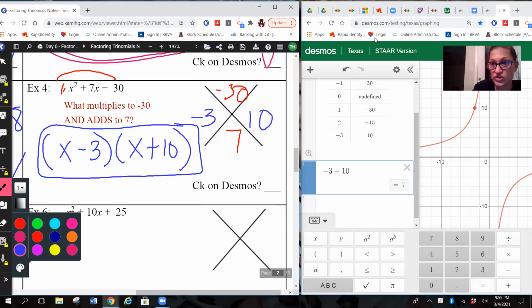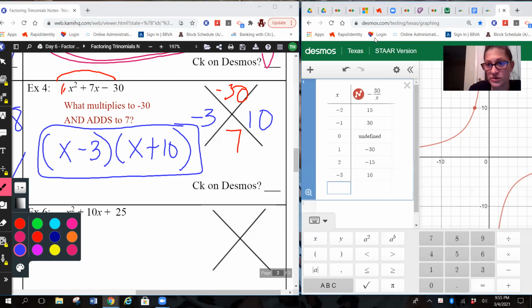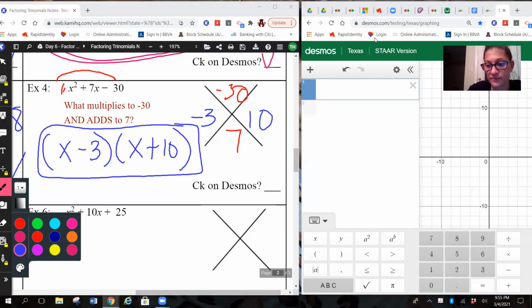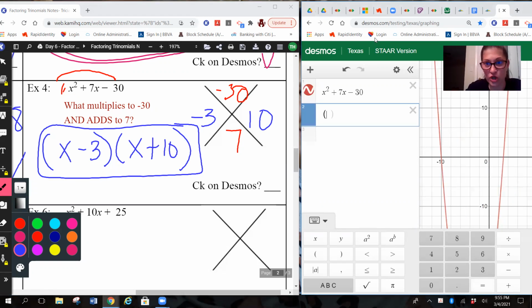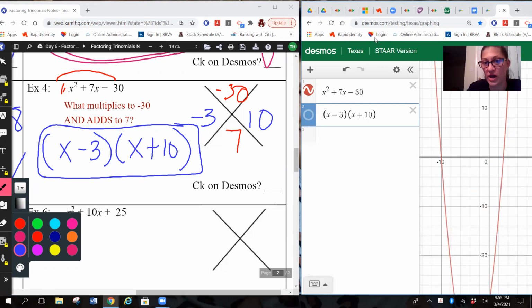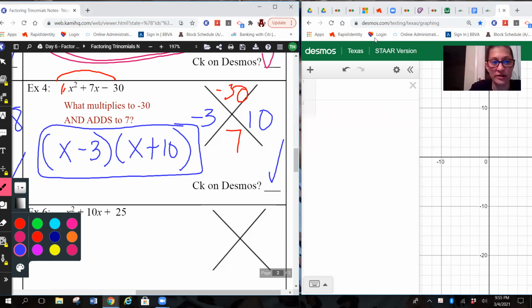Then we just substitute those over here into Desmos. Type in your original question. Type in your binomial factors. Make sure that the two graphs overlap, and they do. Checked it on Desmos.